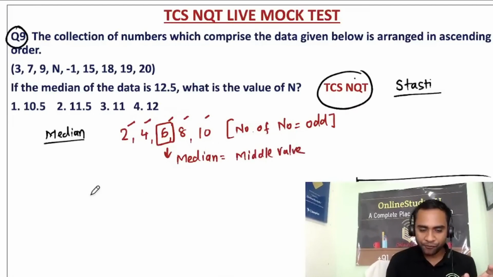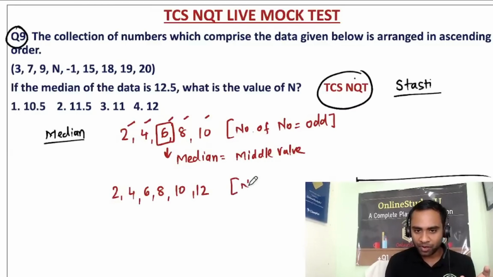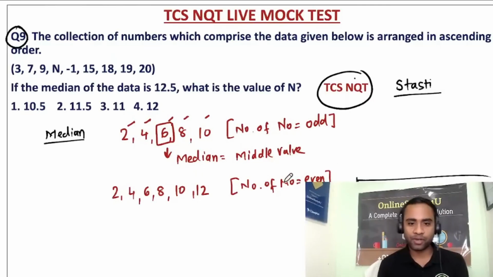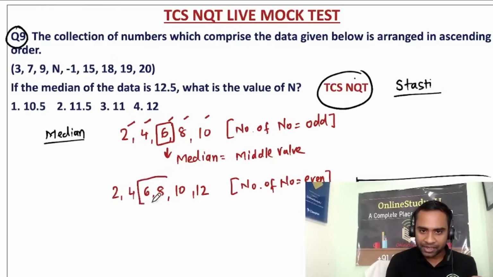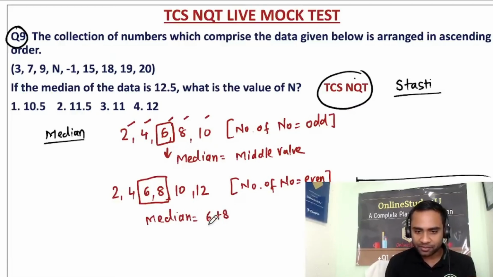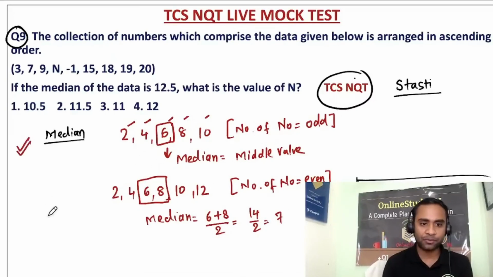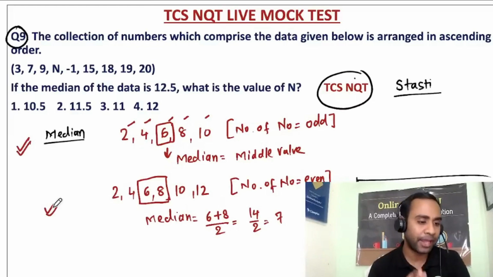Now if we have 2, 4, 6, 8, 10, 12, here the number of numbers is even. Then the median will become 6 plus 8 by 2. That means it is 14 by 2, which is 7. So this is how median will be calculated. I hope this is clear for everyone.